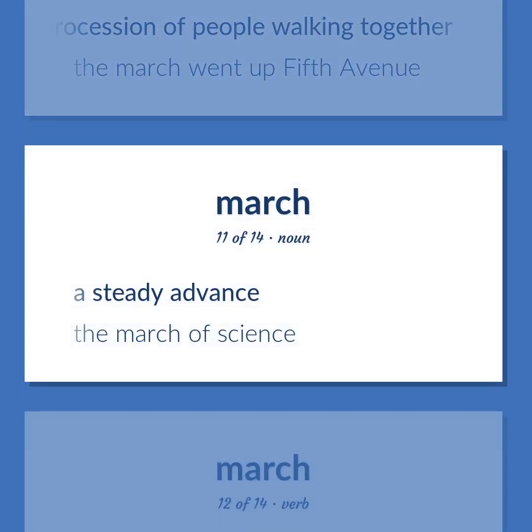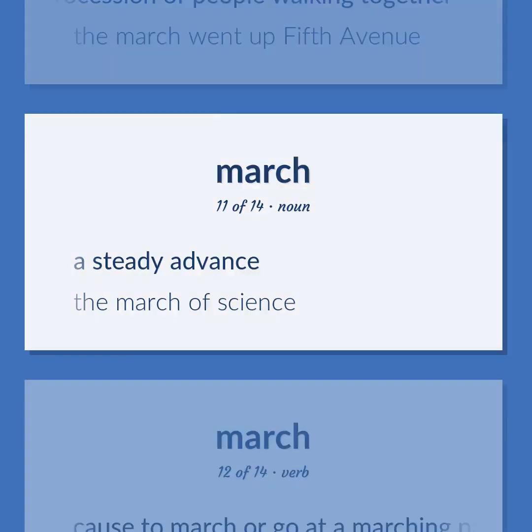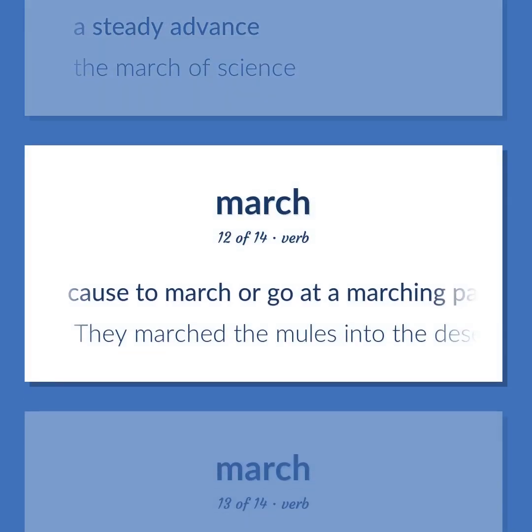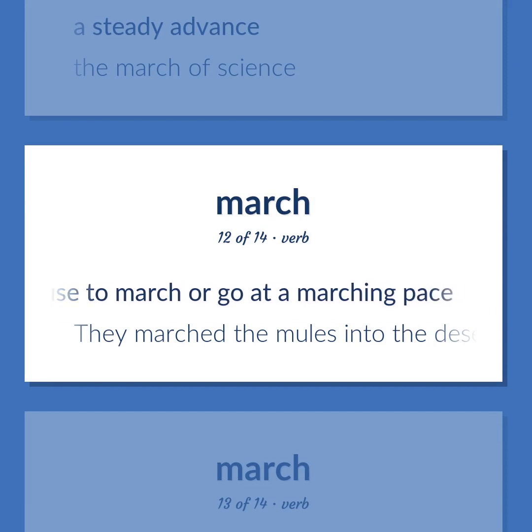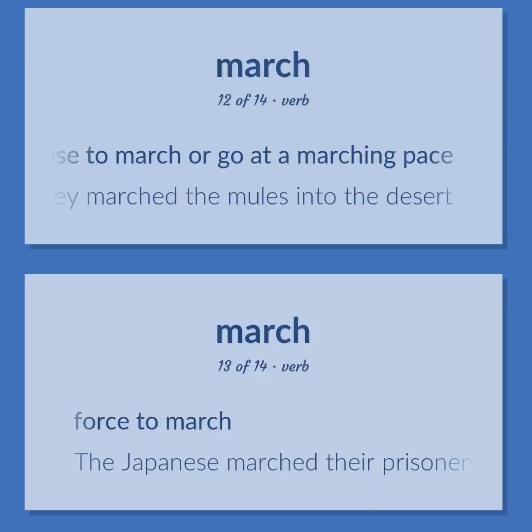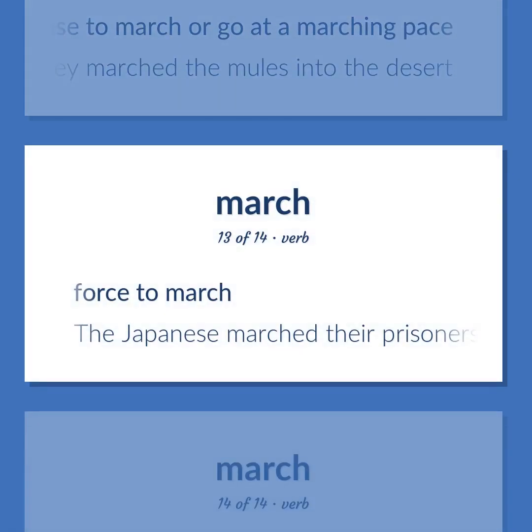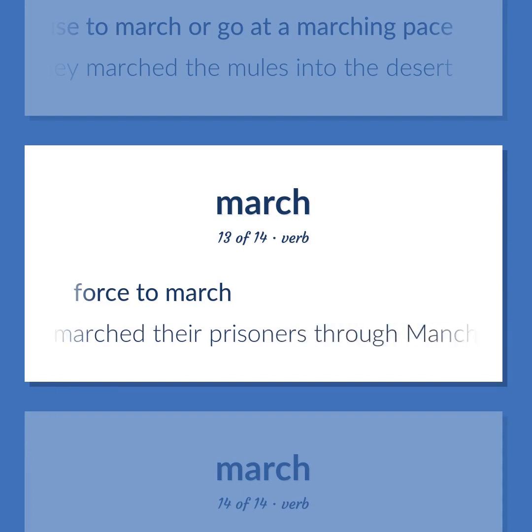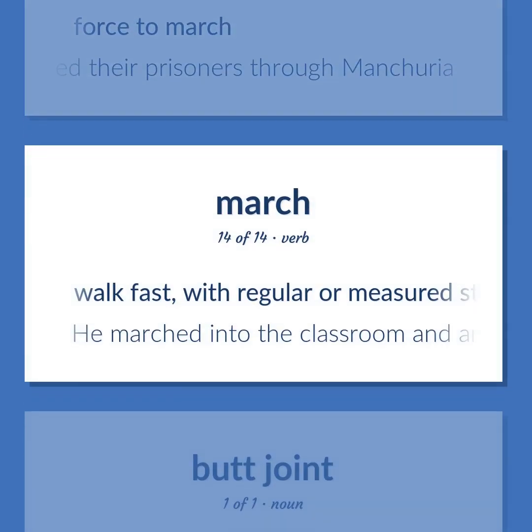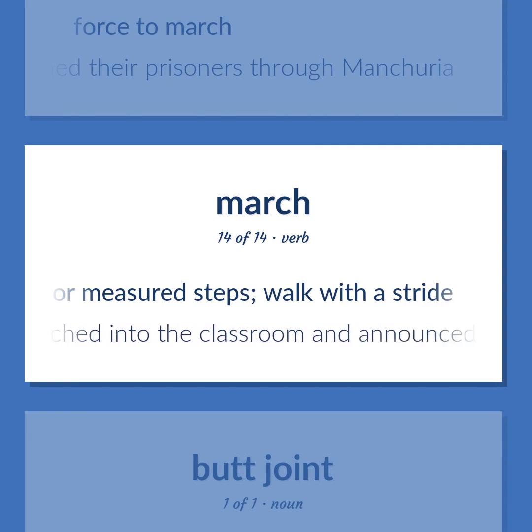A steady advance. The march of science. Cause to march or go at a marching pace. They marched the mules into the desert. Force to march. The Japanese marched their prisoners through Manchuria. Walk fast, with regular or measured steps. Walk with a stride. He marched into the classroom and announced the exam.